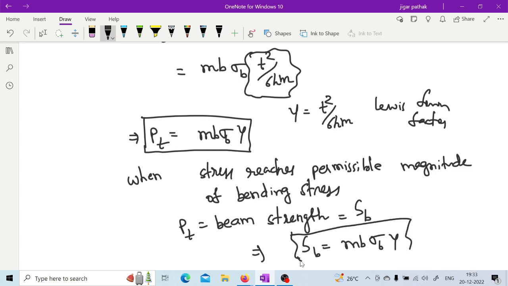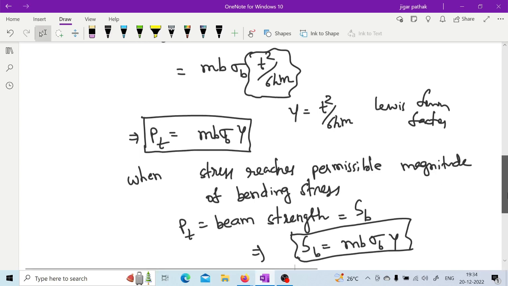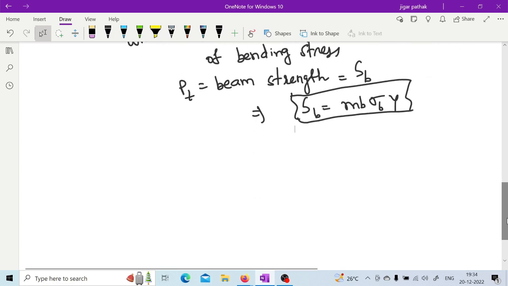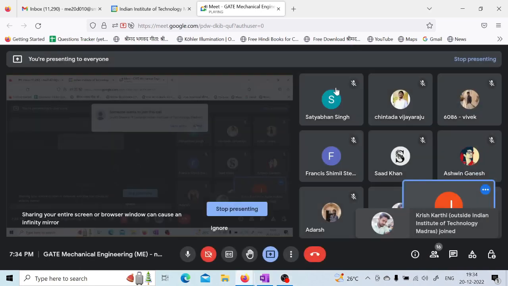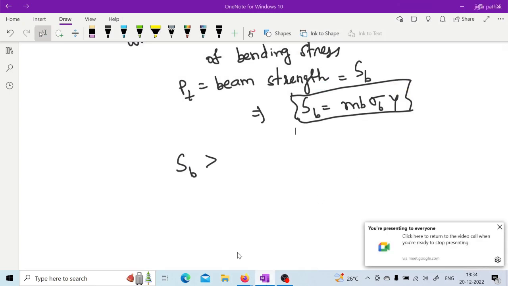So in order to avoid any failure, this Sb must be greater than the P effective. We'll also see how we can calculate this effective load, right? But for now this must be greater than the P effective. Right, so this Sb must be greater than or equal to P effective.